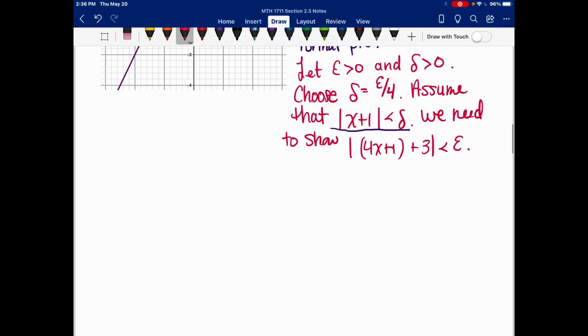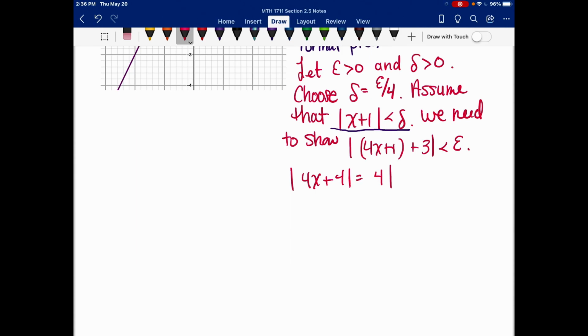So we have 4x plus 1, and then we have a plus 3 because it's minus a -3. So this actually would turn into a 4.